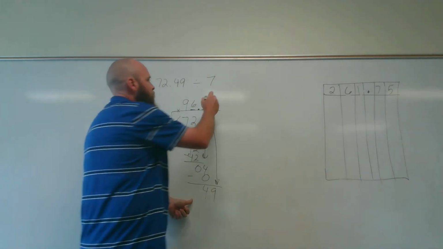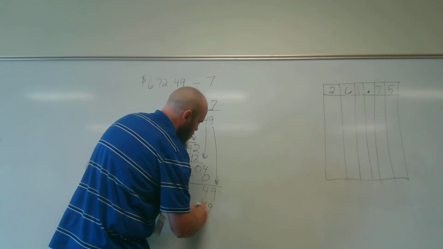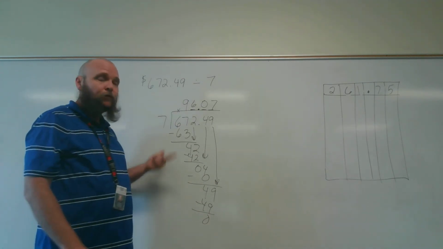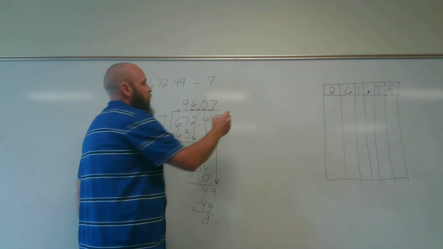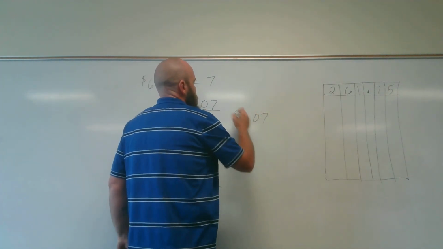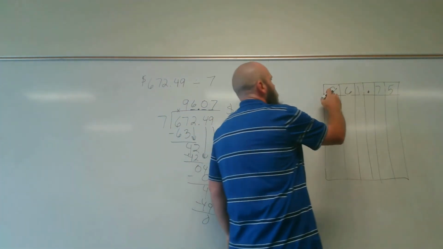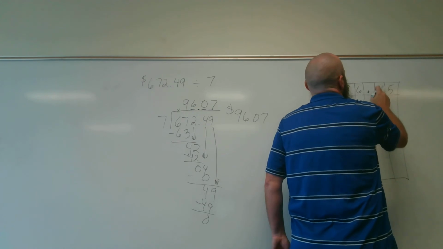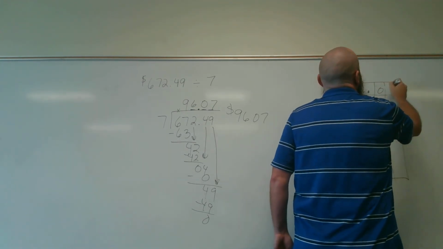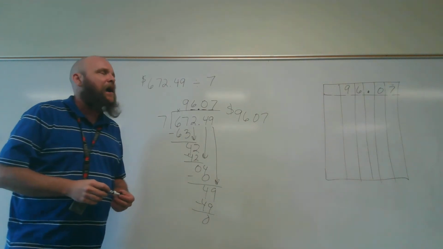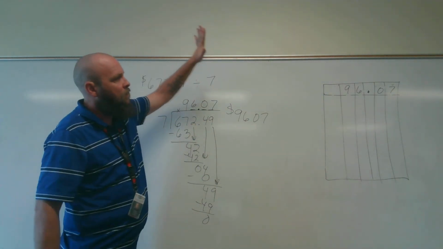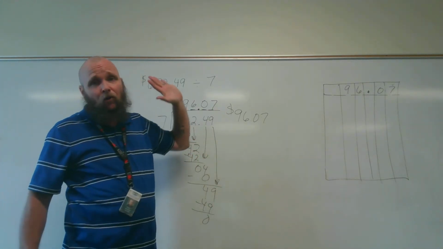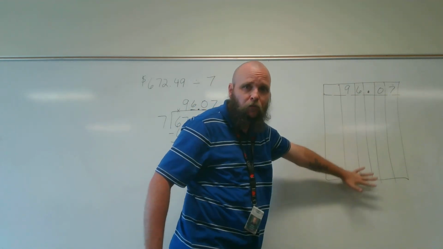7 goes into 49 7 times. 7 times 7 is 49. Subtract, 0. So your answer, which we said we wanted to be close to 100, using some mental math here, is $96.07, which means we bubble this in, making sure we bubble in the correct number, because the machine, when it scans it, is not going to read here, it's going to read what's bubbled.